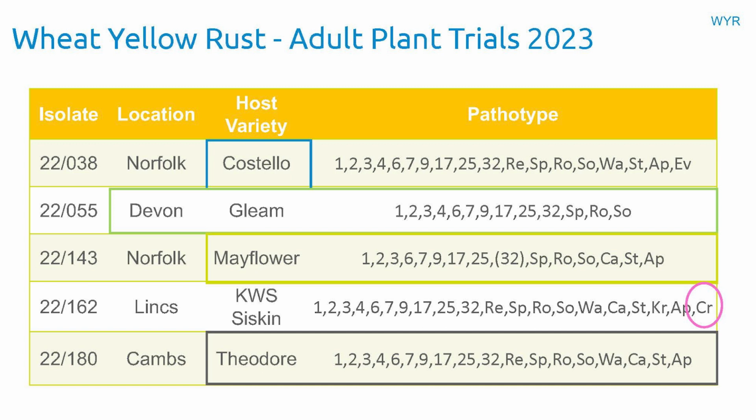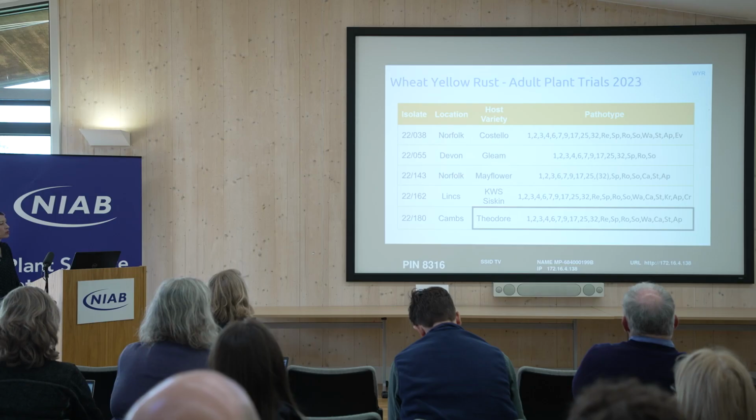We also selected this one, 22162, which came from Lincolnshire, and it was selected because it was genotyped as a pink isolate, and we don't see many pink isolates each year. I do have some slides on those later in the programme. And it also infected the additional cultivar Crusoe at seedling stage. And we selected 22180 from Theodore, and that one was selected because it actually carried the most common pathotype in 2022, belonging to Red 26.